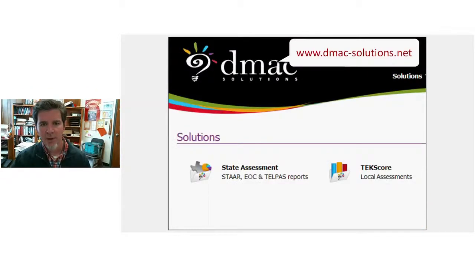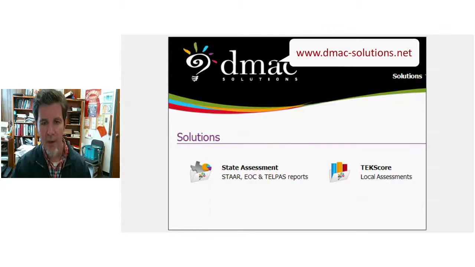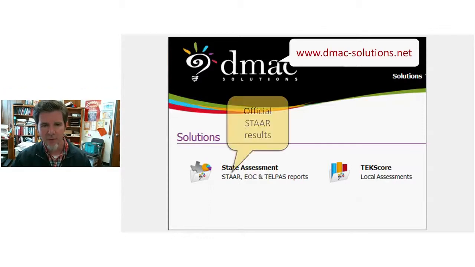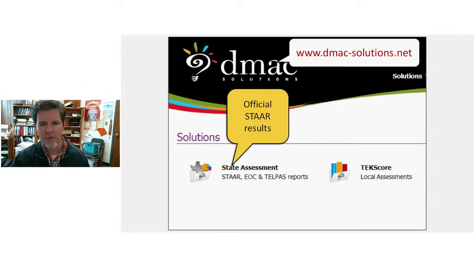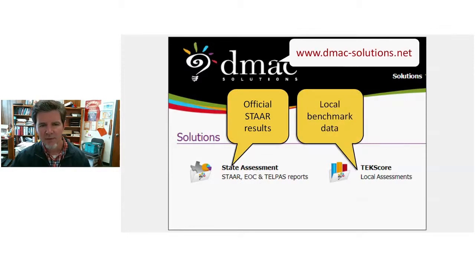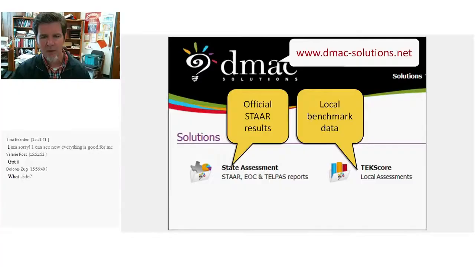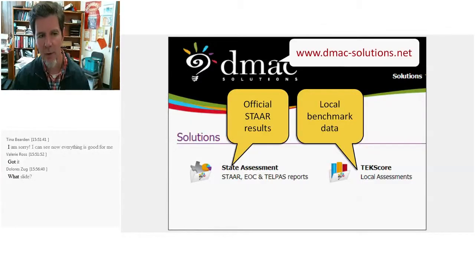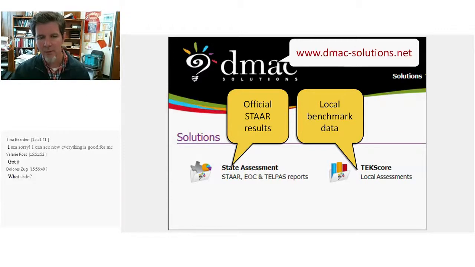So very quickly, I'm going to show you how to get that report in case you don't know. This is a screenshot of the DMAC website. One of the first things you notice when you get on there is there are two different places where you can get results. The state assessment side has the official end of the year STAR test results. But if we took a benchmark, that's going to be on the local benchmark side that's called tech score. Since this was a local benchmark, I'm going to go into the tech score side.